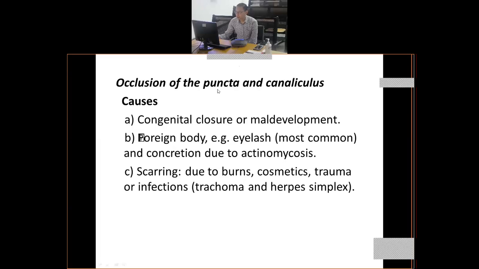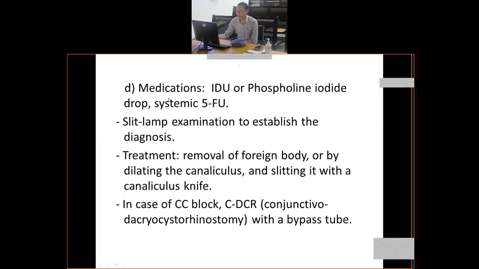Next is occlusion of the puncta and canaliculus. Causes can be congenital closure or maldevelopment, foreign body or concretions, then scarring due to burn, cosmetic, trauma, infection like trachoma, herpes simplex. Then certain medication also cause punctal stenosis. These drugs are IDU, idoxuridine, phospholine iodide, 5-fluorouracil.